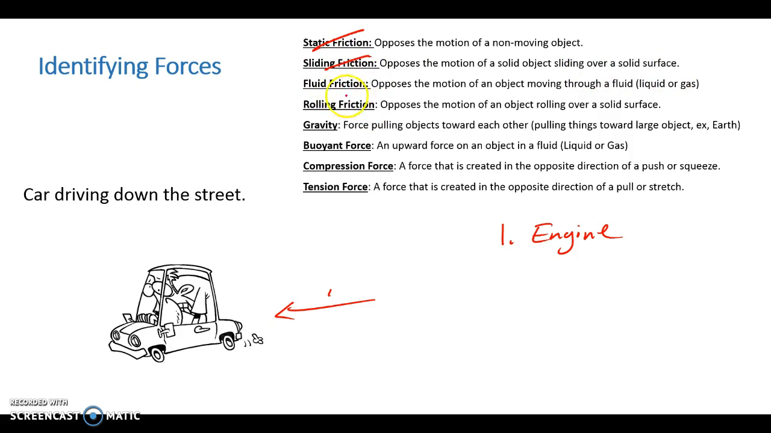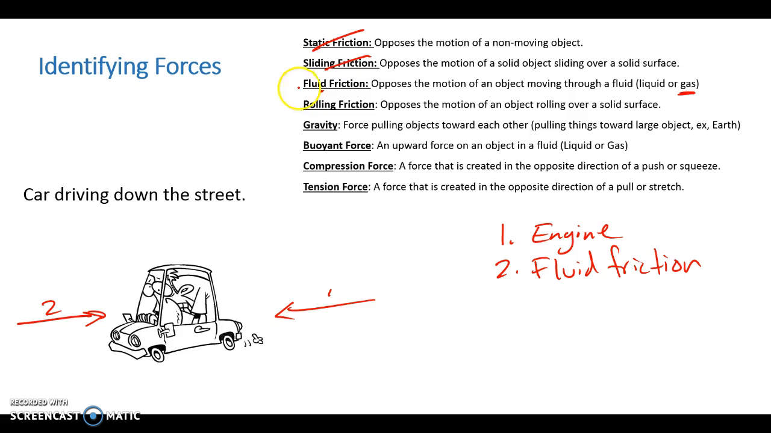Sliding. Motion of solid objects sliding over solid surface. Nope. Fluid friction. Moving through a fluid. It says gas. So is the car moving through gas? I would say yes. So let's say number 2 is fluid friction. And fluid friction is going to be in the opposite direction of motion.